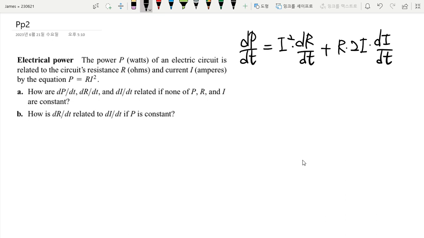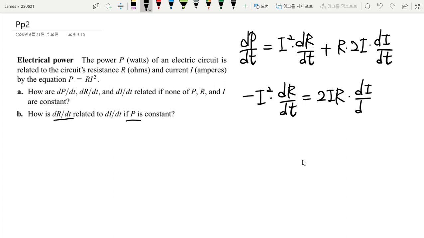We have this equation by differentiation. And then we want to find this dR over dt, once again, the rate of change in the resistance. If P is constant, that means dP over dt is 0. And then let's move the first term to the left. So we can cancel one I and divide.